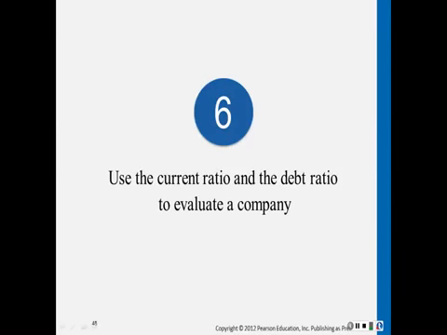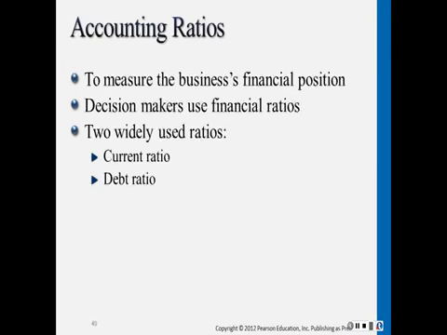The sixth learning objective is to use the current and debt ratios to evaluate a company. Accounting is designed to provide information that business owners, managers, and lenders then use to make decisions. A bank considering lending money to a business must predict whether the business can repay the loan. To measure the business's financial position, decision makers use financial ratios that they compute from the company's financial statements.